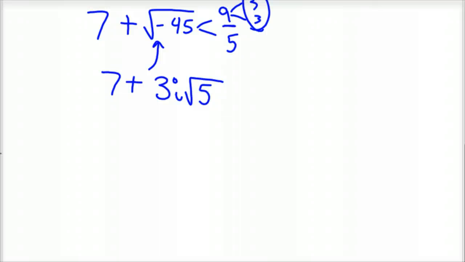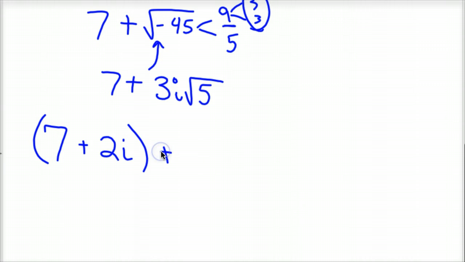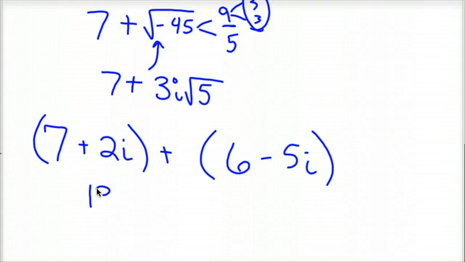Now, once you have a complex number, you can do anything with it. Let's say you had 7 plus 2i as one complex number, and we're going to add that to another number, 6 minus 5i. Well, you just treat i like a variable and add. 7 and 6 is 13, 2 and -5 is -3i. So you can add complex numbers.